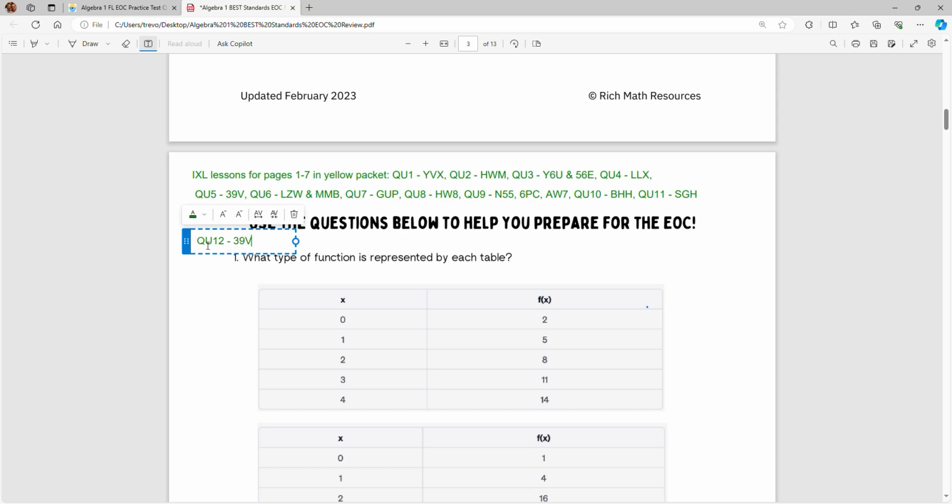And then question 13 from the packet was another 2-parter, so I picked 3 lessons for that one. Question 13 your IXL practice looks like 8BS, AF2, and R96. And I know that R96 is one I picked in the other packet as well.